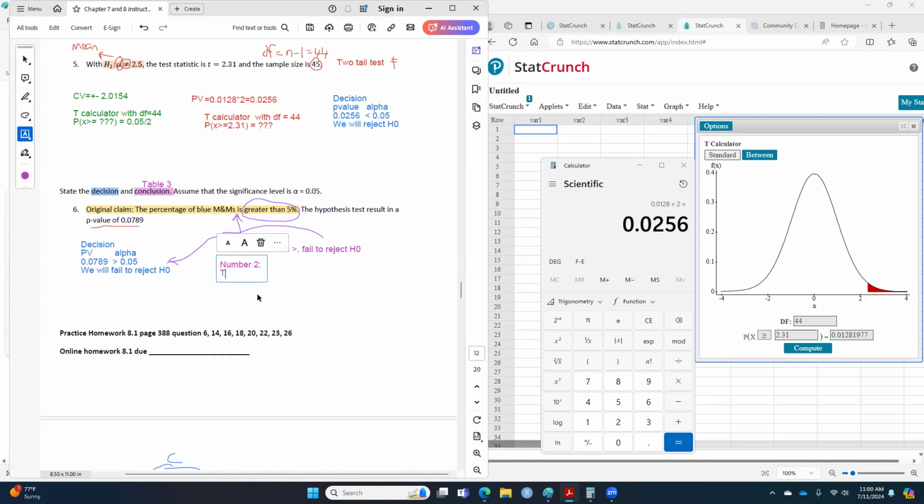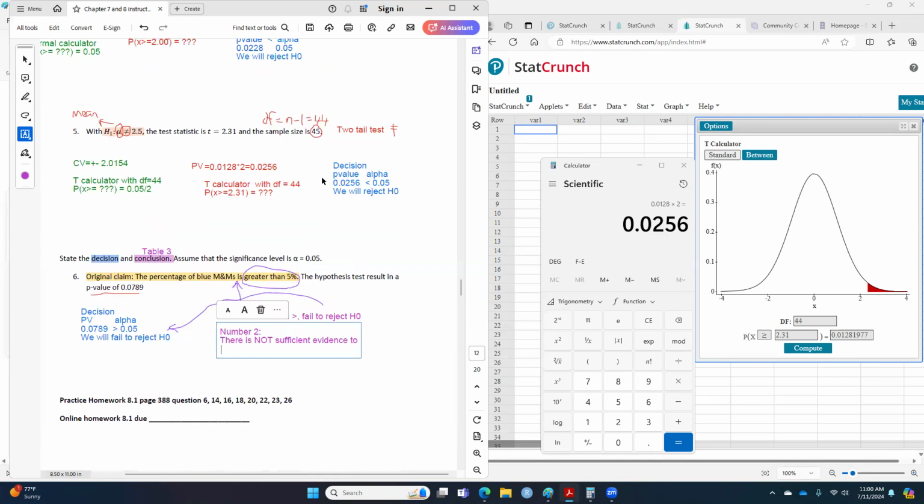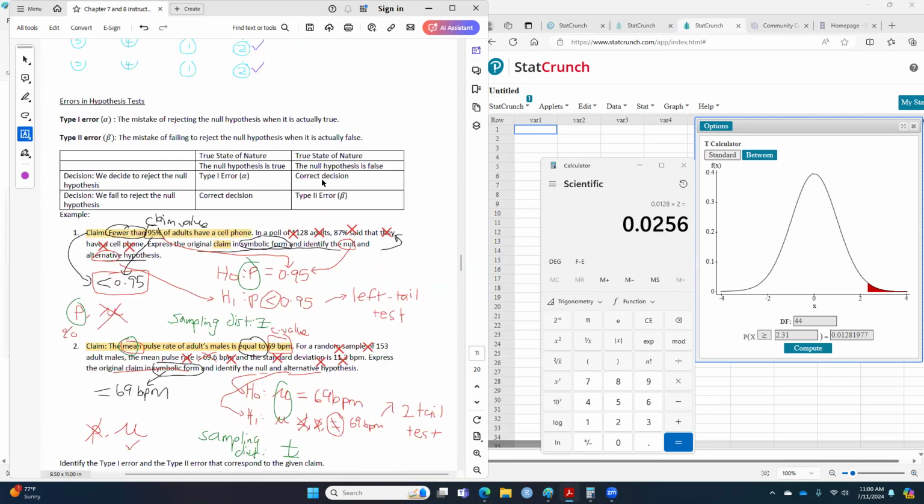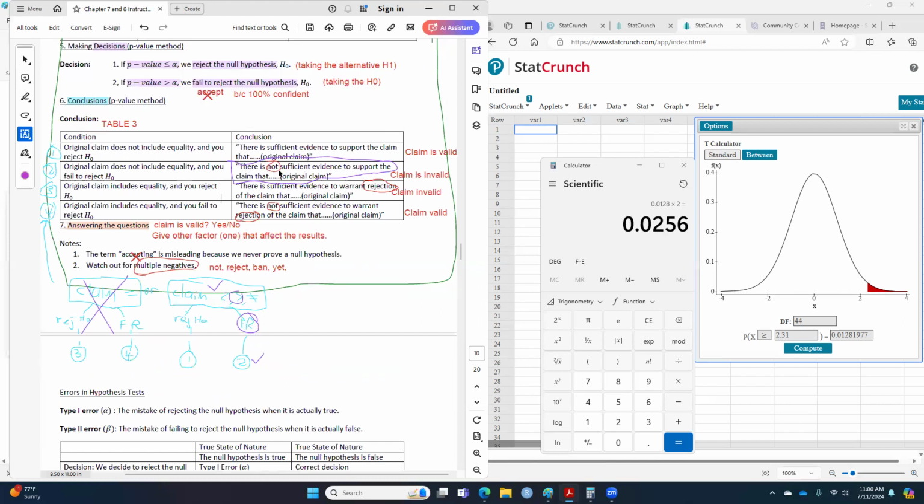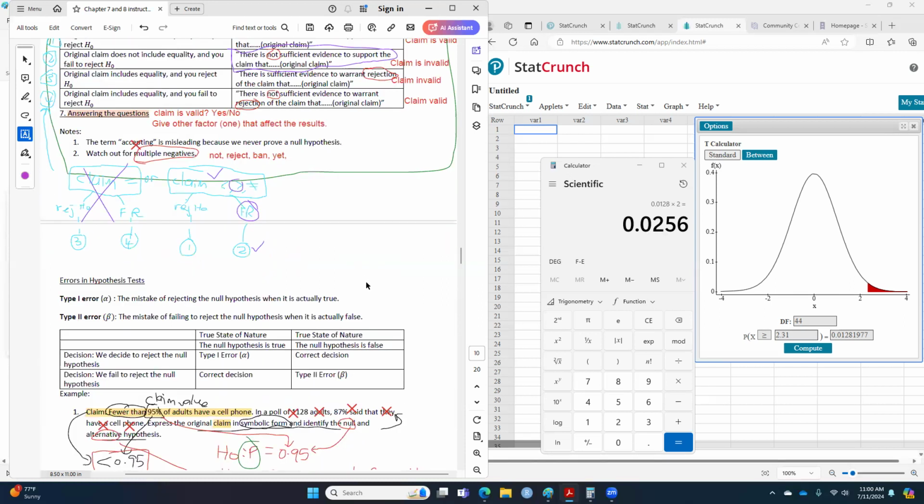Okay. There is not sufficient evidence to support the claim. Let's see what number 2 says. There is not sufficient evidence to support the claim.